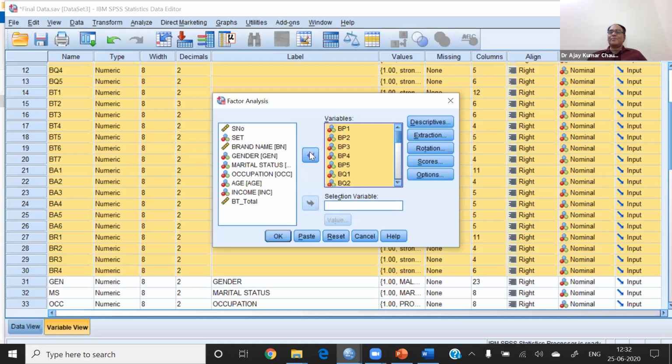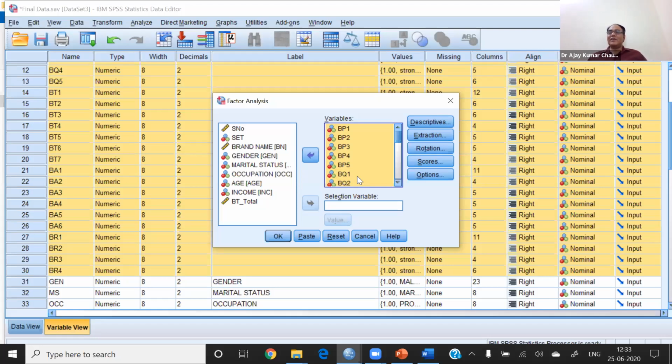So rule number two of factor analysis is that the sample size should be at least 5 times the number of variables. For example, in this case I have around 28 variables, so my minimum sample size is 5 times that. If I have 30 variables, 5 multiplied by 30, the minimum sample size I require is 150. So this is rule number 2: the sample size should be a minimum of 5 times the number of variables, right?